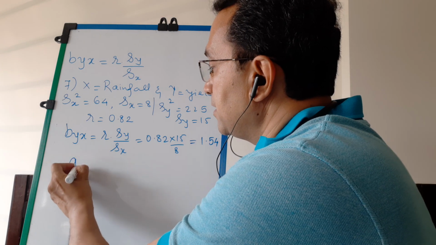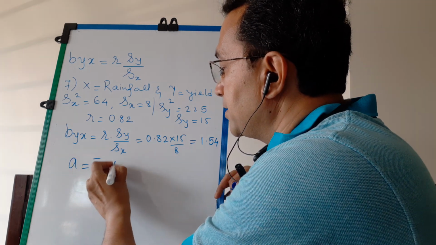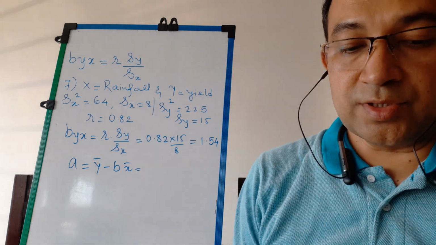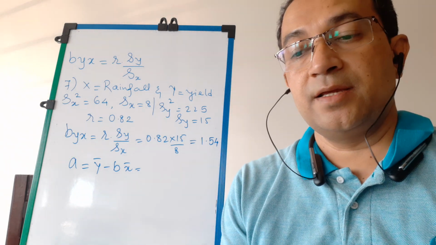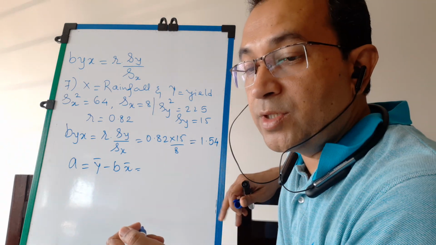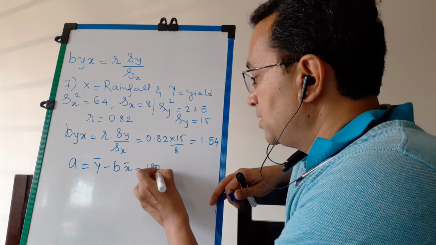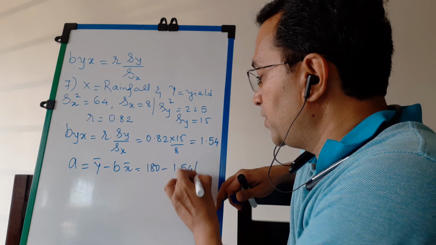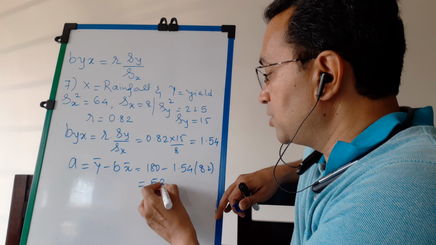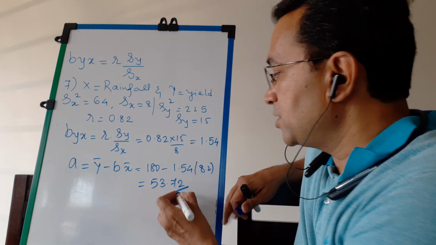Now we find A, which is y bar minus b x bar. So y bar is how much? 180 minus 1.54 into x bar, which is 82. This is calculated as 53.72.